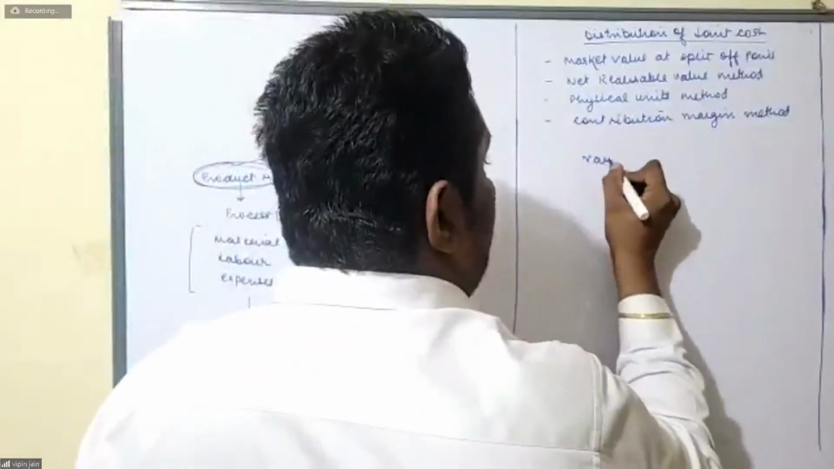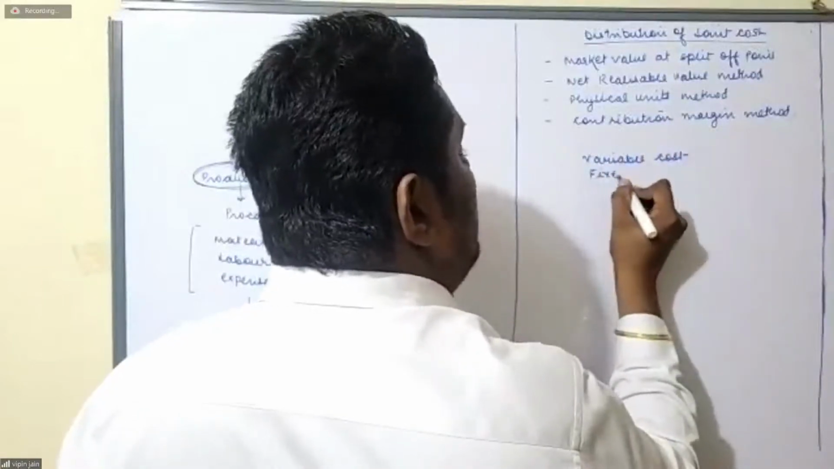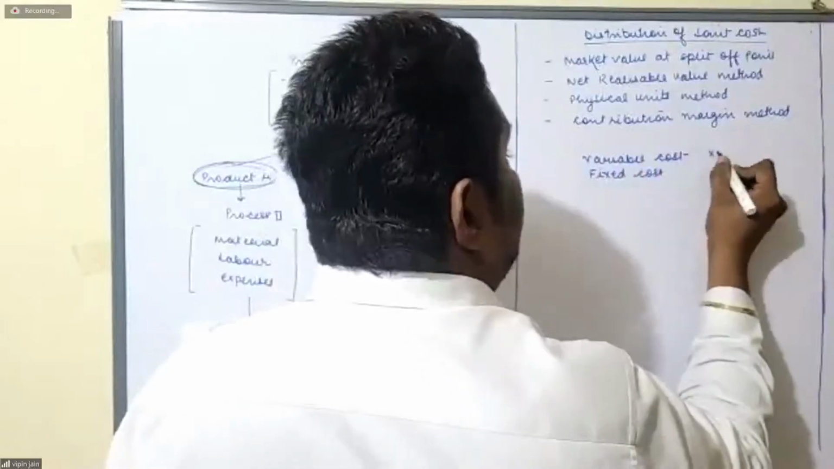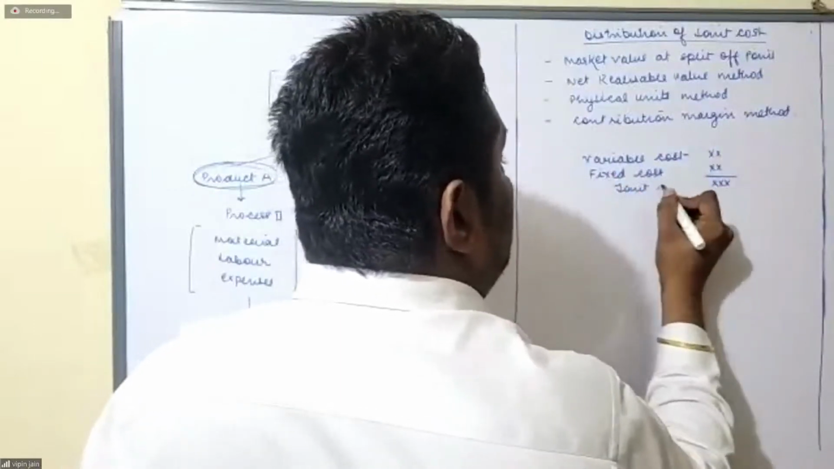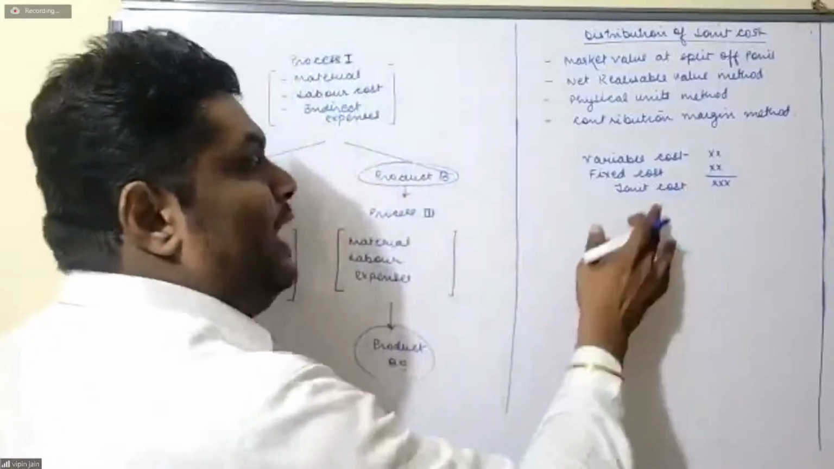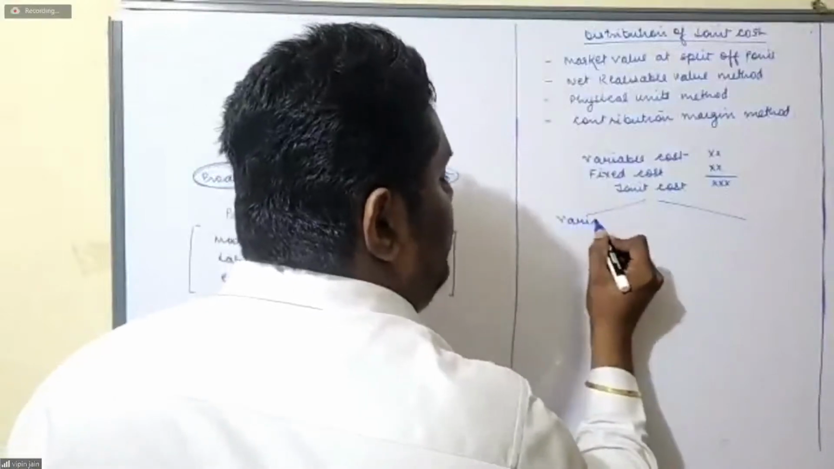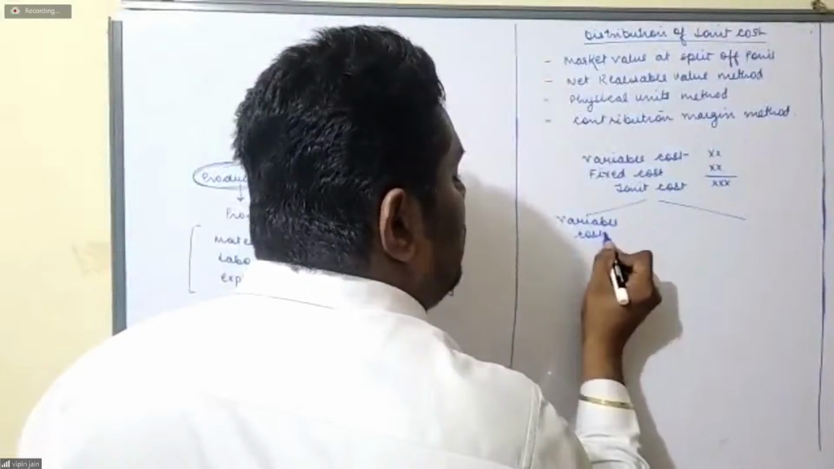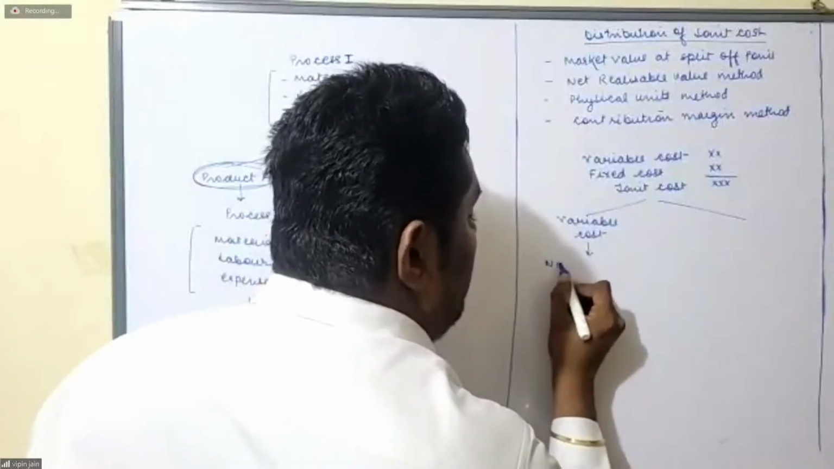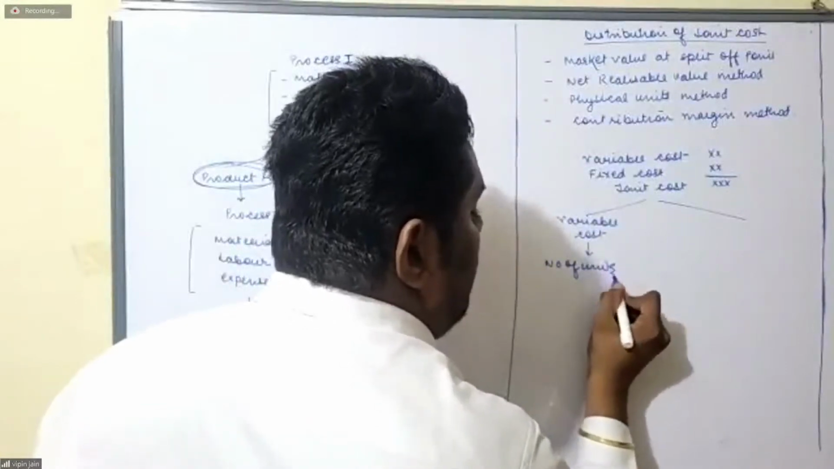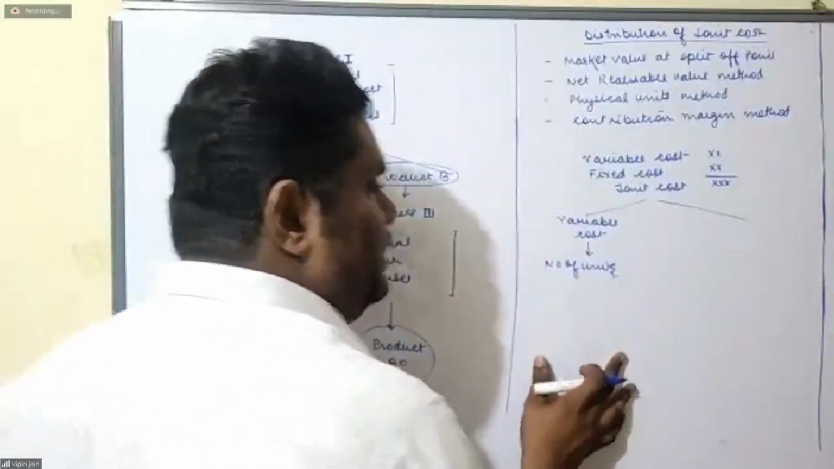So let's say the breakup is given, variable cost and fixed cost, and this is how my joint cost is given in the question. Now the point is how to distribute this joint cost. When talking about variable cost, it will be distributed in the ratio of number of units.